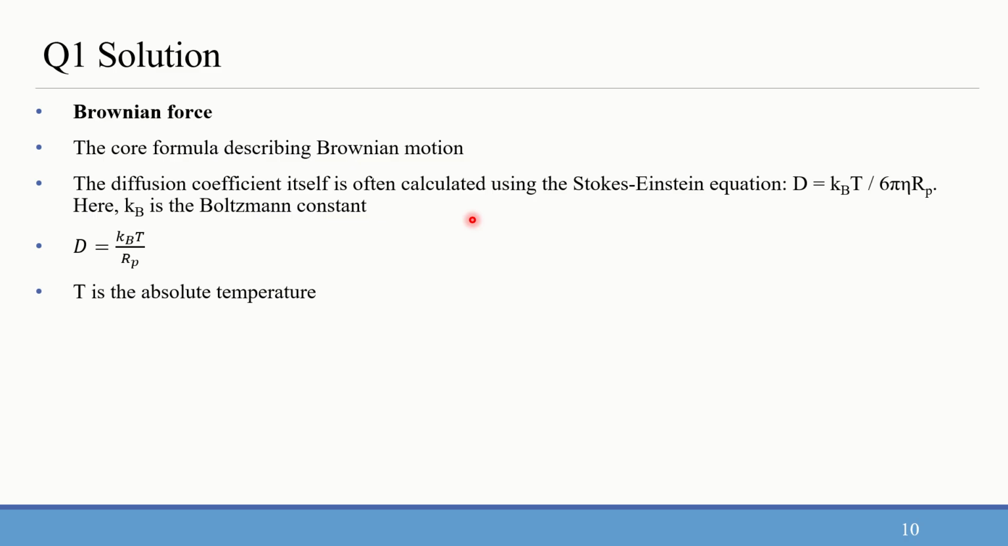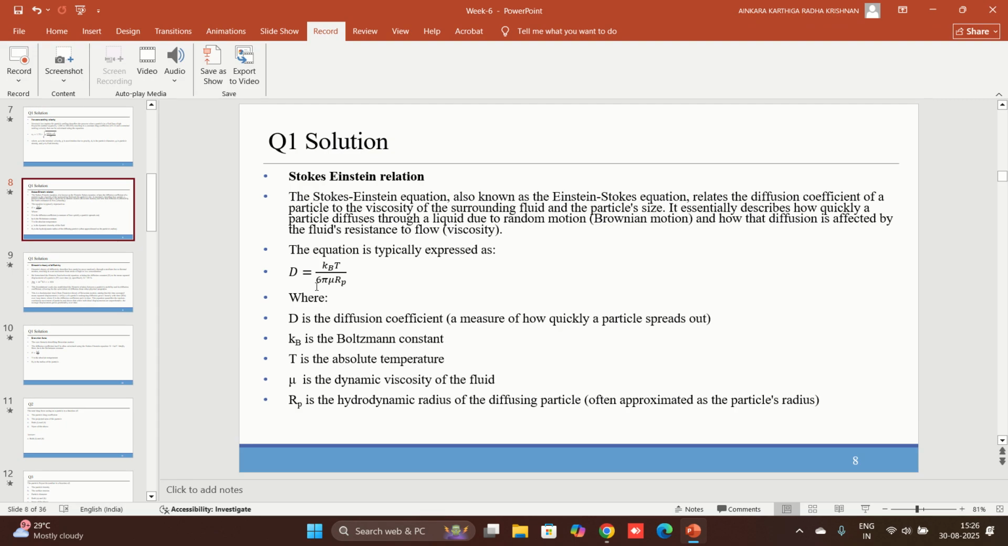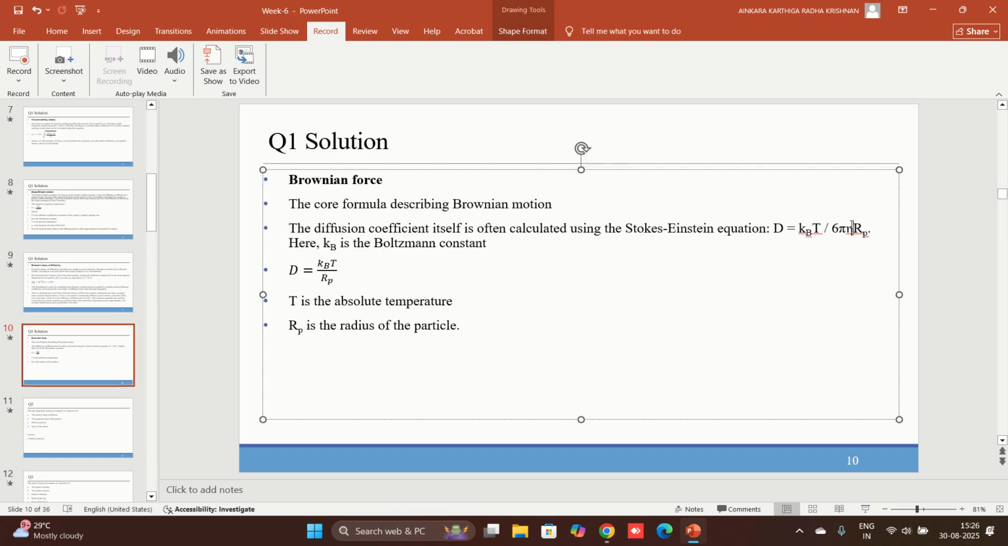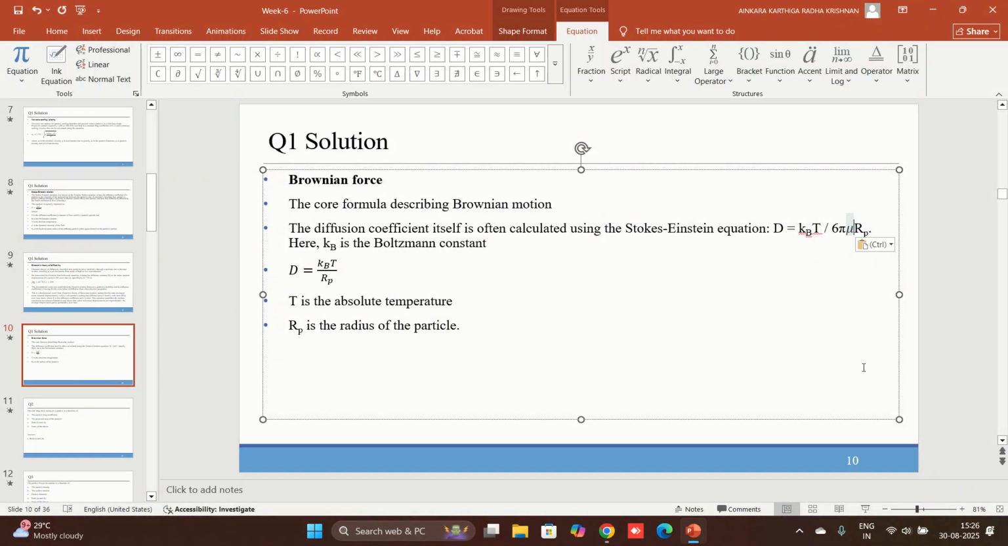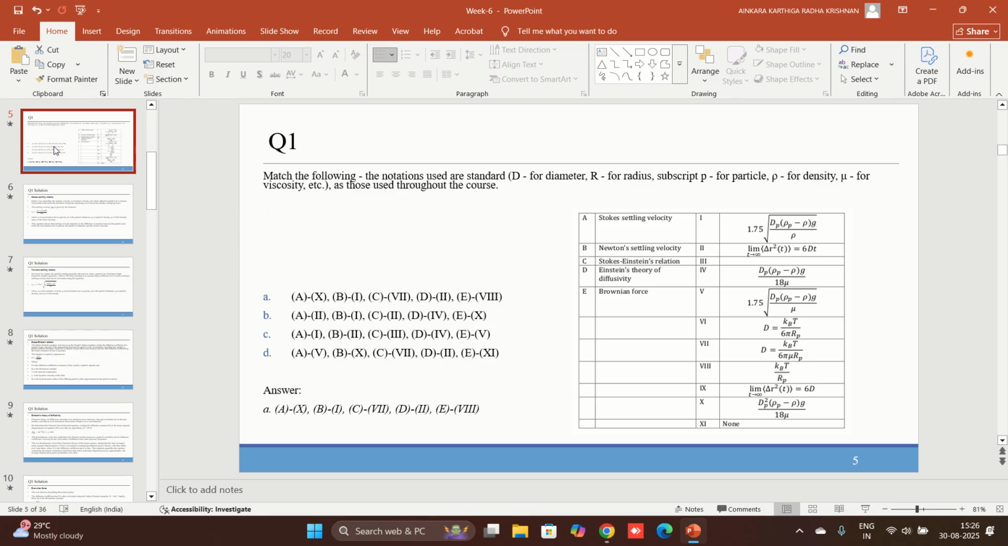And T is the absolute temperature, Kb is the Boltzmann constant, and Rp is the radius of the particle. So these are for question 1. So what we did is, we have just seen what all these things are. On the left hand side we have Stokes settling velocity and Newton settling velocity, the Stokes-Einstein equation, Einstein's theory of diffusivity, and Brownian force.